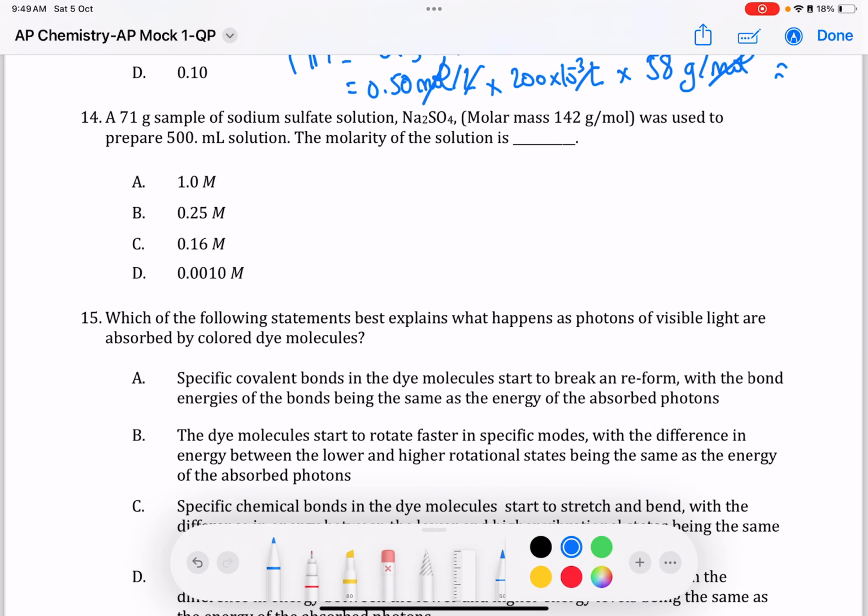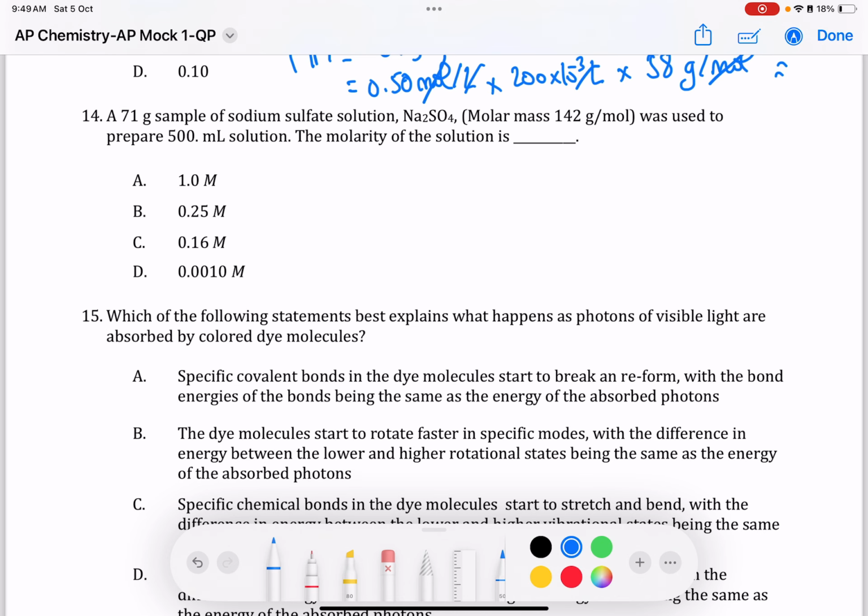Question number 14. A 71 gram sample of sodium sulfate, Na2SO4, was used to prepare 500 milliliters of solution. What is the molarity? So basically the same procedure, but calculating now the molarity. First, in order to calculate the molarity, we need to divide the given mass by the molar mass.